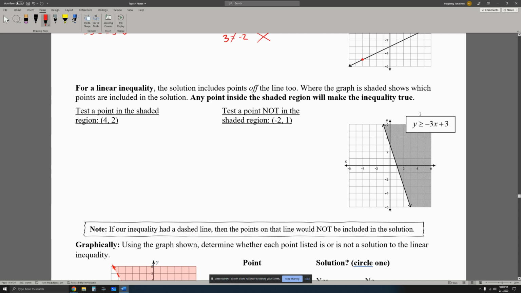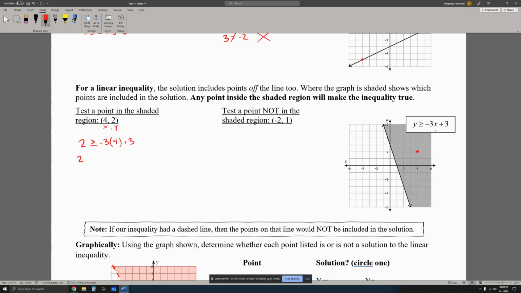So let's see what this looks like here with this inequality here. Y is greater than or equal to -3x plus 3. So let's choose the point 4, 2. So this would be the point in the shaded region here, 4, 2. If we test that, again, the xy point in the shaded region, we would plug in 2 in for y, and then is greater than or equal to -3 times x. Well, x is 4, and then plus 3.